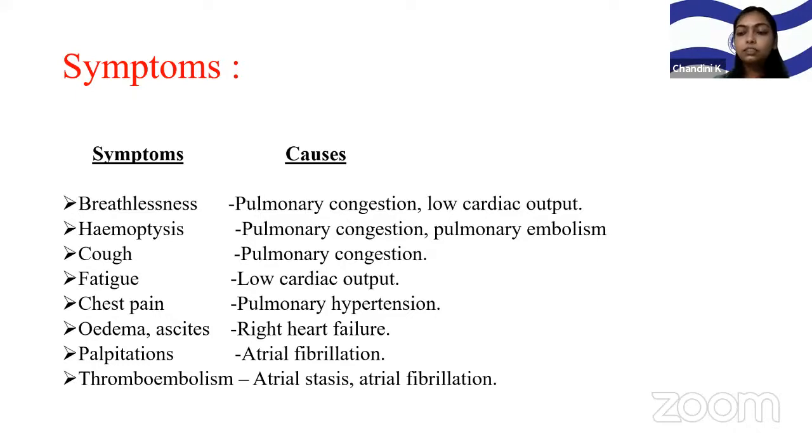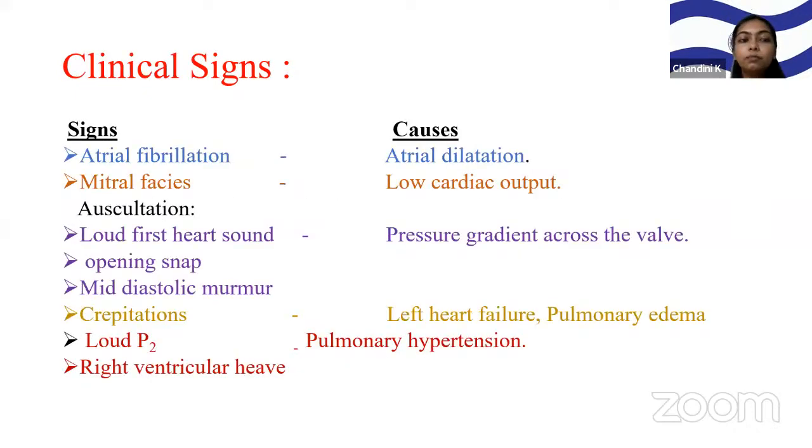And as the disease progresses, the patient can go into right heart failure, leading to edema or ascites. And if there is complicated atrial fibrillation, the patient can have palpitations. The clinical signs are, in case of atrial fibrillation, the patient will have palpitations, and this can be atrial fibrillation as seen on ECG. It could be due to atrial dilatation. Mitral facies is because of decreased oxygen extraction, low cardiac output state, and also increased venous congestion. But as the patient is started on diuretics, this can resolve. And it is not commonly seen in the Indian population because of the complexion.